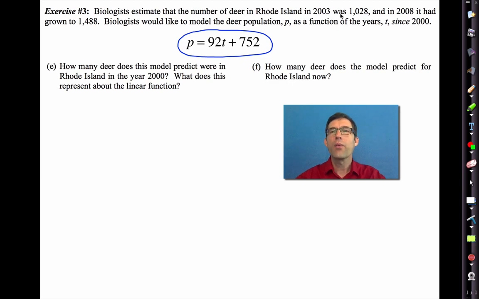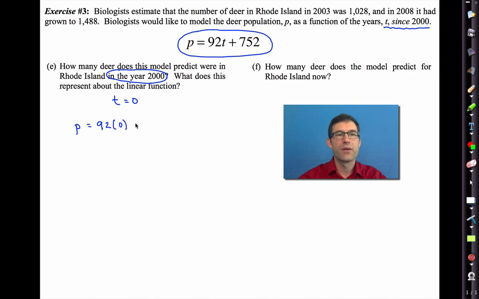Okay, well remember, T represents the years since 2000. So if I want to know how many deer were there in 2000, that means T is equal to 0. Of course, I can put that into my model if I need to, right? But then again, 92 times 0 is 0. So there were 752 deer there, based on my model.